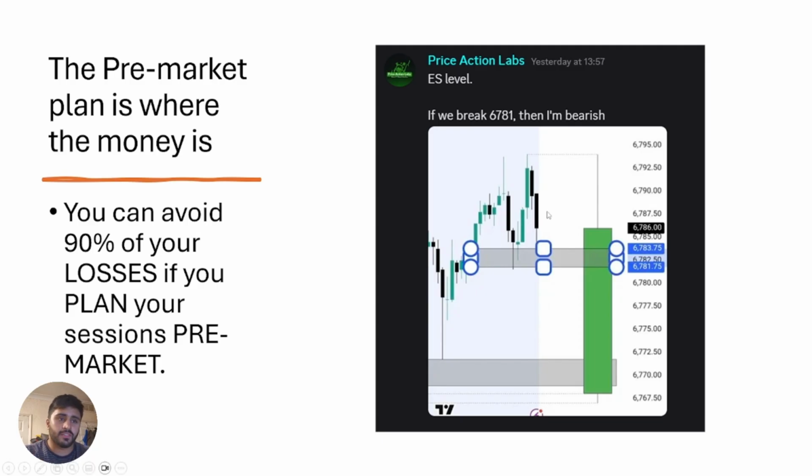A pre-market plan. On ES, my pre-market plan is very simple. You can see the levels resting over here: 67.83 down to about 67.81, 67.80. If we break below this level, this will be a supply area. I want to look for a short, which I didn't actually take, but we're going to be breaking down the trades I took.